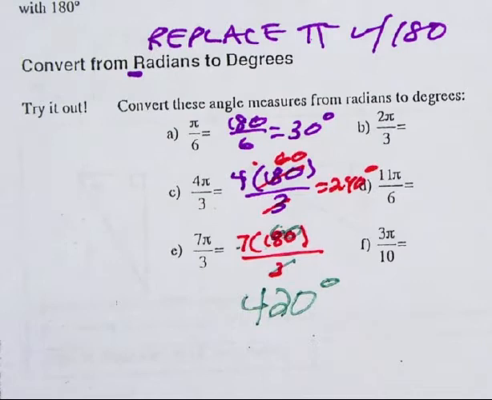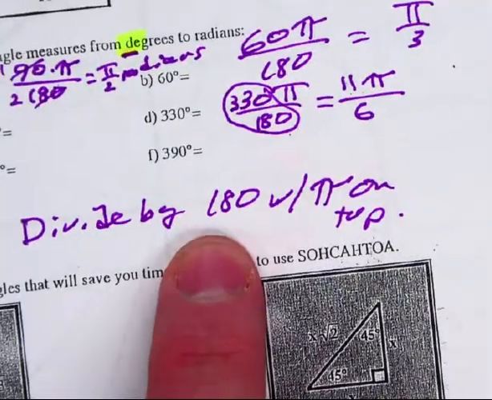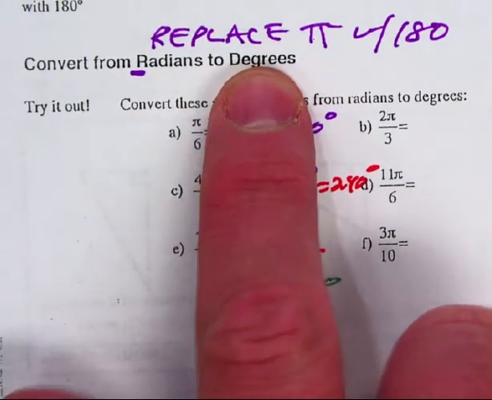The strategy for degrees to radians is to divide by 180 and put pi on top. So you're either dividing by 180 and putting pi on top if you start with degrees, or you're replacing pi with 180 if you're starting with radians.